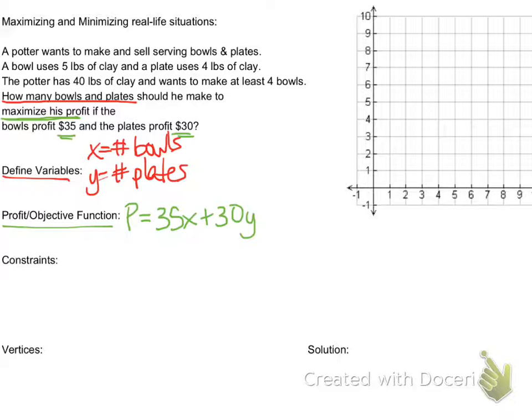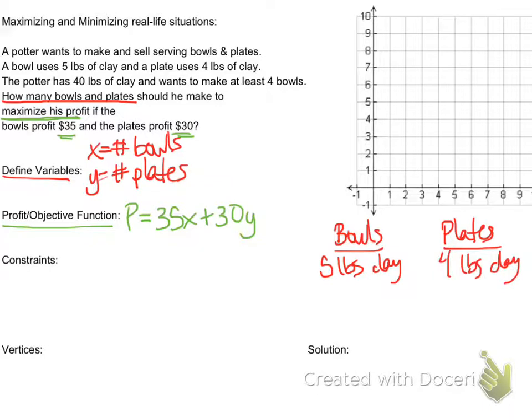And very often the easiest way to determine the constraints is let's first organize our information. So again, we're dealing with the number of bowls and plates. So we're going to organize our numbers into which numbers deal with bowls and which numbers deal with plates. Well, if we start at the very beginning of the problem, bowls take 5 pounds of clay. Plates take 4 pounds of clay.